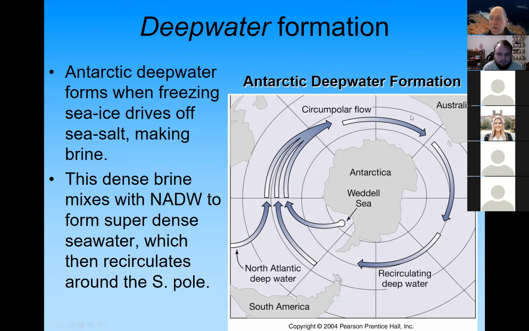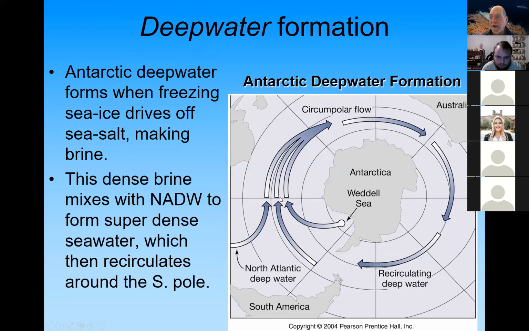So the densest water in the ocean anywhere is water which is salty because of extruded salts from the formation of sea ice, and very cold because these conditions are very cold. And so there's a circumpolar flow of very cold Antarctic bottom water.